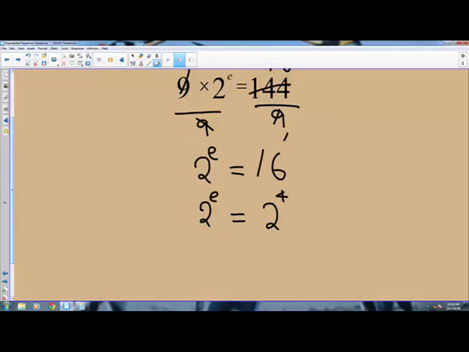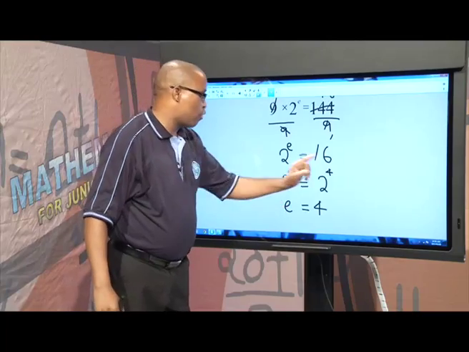2 times 2 is 4, times 2 is 8, times 2 is 16. So we multiply 2 four times to get 16. So 2 to the power e equals 2 to the power 4. And then here our e will be equal to 4. 2 is equal to 2. Therefore, e is equal to 4.